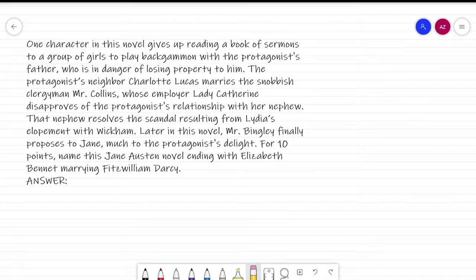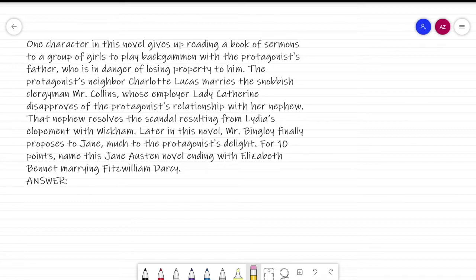I'll read this question, and y'all feel free to answer it, and I'll tell you what the answer is after I finish reading it. So, one character in this novel gives up reading a book of sermons to a group of girls to play backgammon with the protagonist's father, who is in danger of losing property to him. The protagonist's neighbor, Charlotte Lucas, marries the snobbish clergyman, Mr. Collins, whose employer, Lady Catherine, disapproves of the protagonist's relationship with her nephew. That nephew resolves the scandal resulting from Lydia's elopement with Wickham.